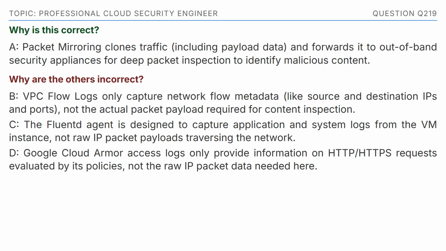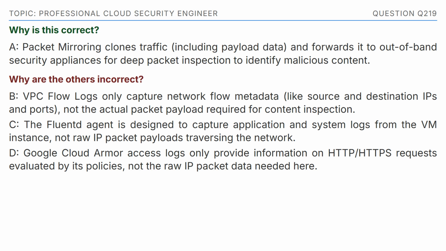A. Packet mirroring clones traffic, including payload data, and forwards it to out-of-band security appliances for deep packet inspection to identify malicious content. Why are the others incorrect? B. VPC flow logs only capture network flow metadata, like source and destination IPs and ports, not the actual packet payload required for content inspection.